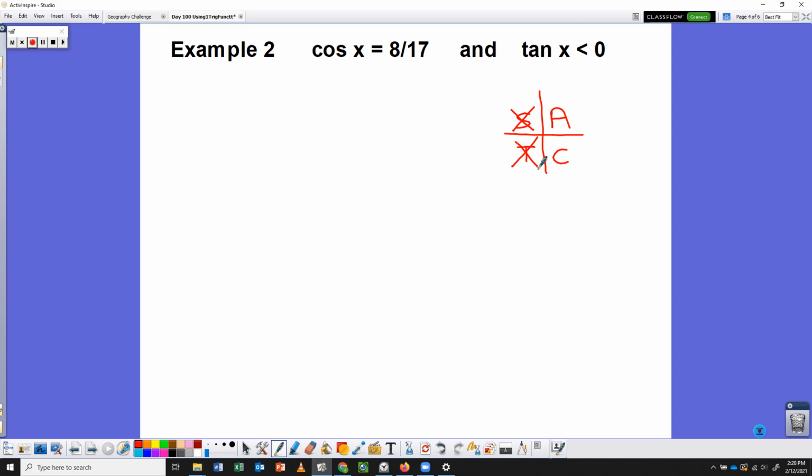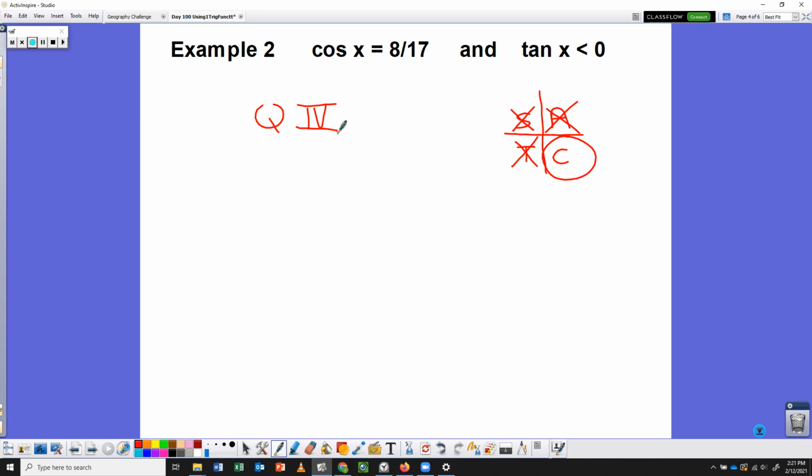And then for it telling me that the tangent of x is less than 0 means you can't be in quadrant 1 because everybody's positive in quadrant 1. That pretty much eliminates me all the way down to only having one choice left. That means this must be happening in quadrant 4.